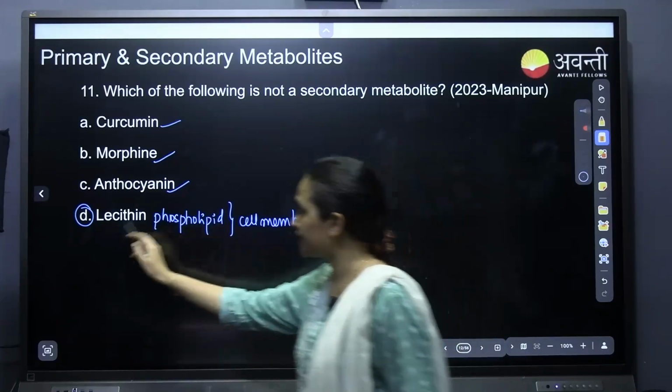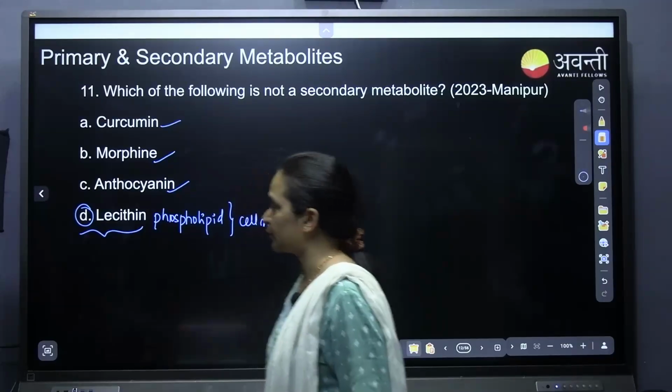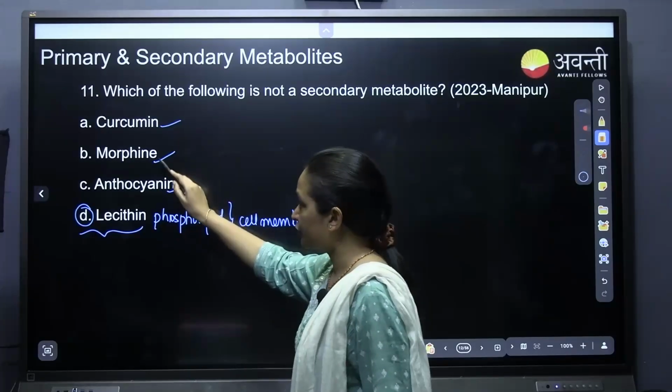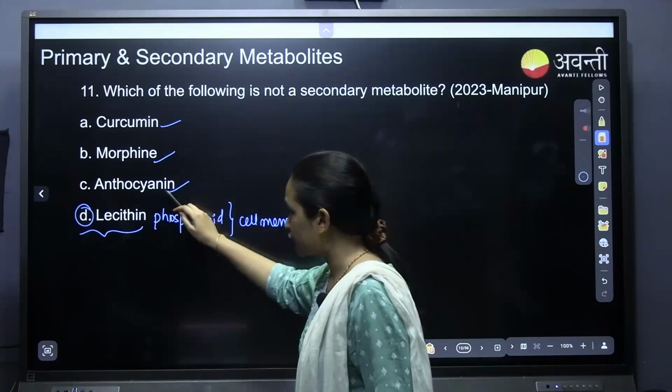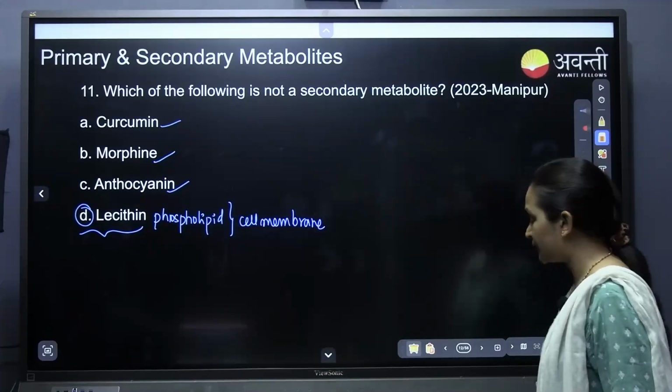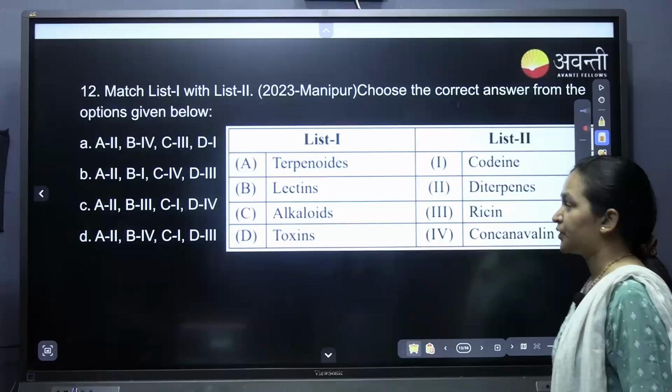This is not the secondary metabolite, which makes D for Delhi. See, curcumin is a secondary metabolite. Morphine is an alkaloid, a secondary metabolite. Anthocyanin is a pigment, a secondary metabolite. And lecithin is not a secondary metabolite, which makes D for Delhi the correct answer.